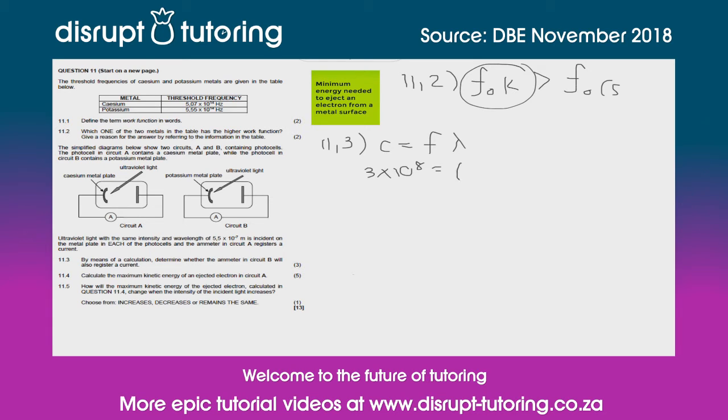Frequency we don't know actually, we know the wavelength. We know the wavelength is 5.5 times 10 to the minus 7. So we can get our frequency to be 5.45 times 10 to the 14 hertz.